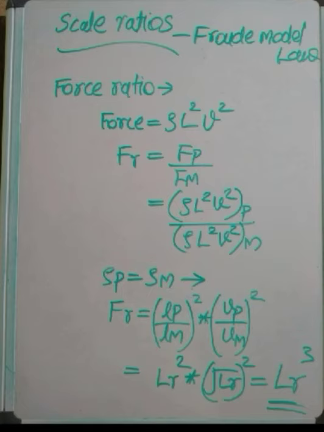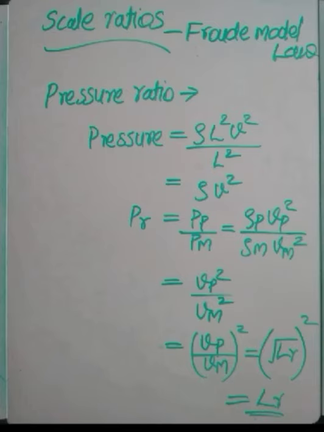On substituting the values, we will get Lr square into square root of Lr the whole square, and it will become Lr cube. That means the scale ratio for force is equal to the cube of the scale ratio for length. Now let's move on to the scale ratio for pressure.